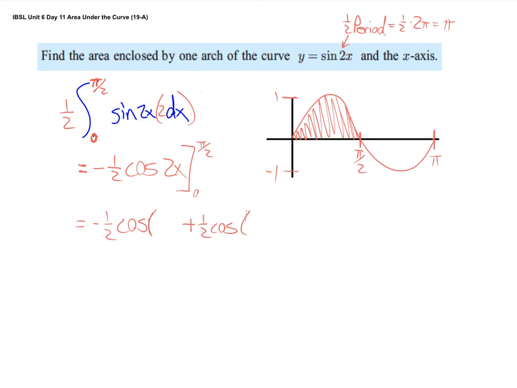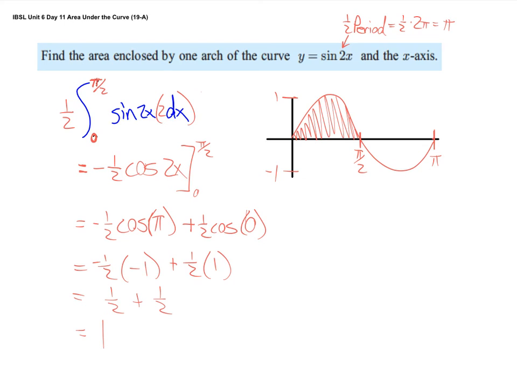Alright, so that one is going to be 2 times pi over 2, so just pi. And this is going to be the cosine of 0. Alright? What's the cosine of pi? Negative 1. Great memory. Negative 1/2 times a negative 1 plus 1/2 times, what's the cosine of 0? 1. So we get a half plus a half, and that's 1.